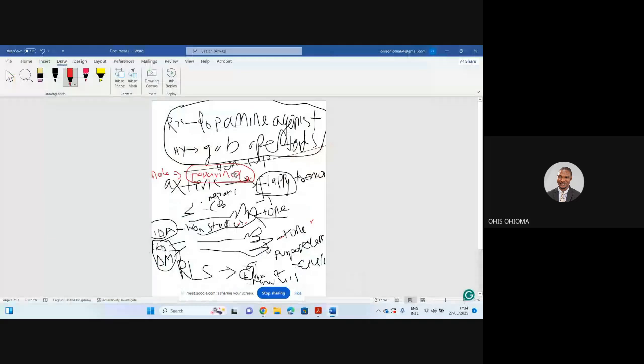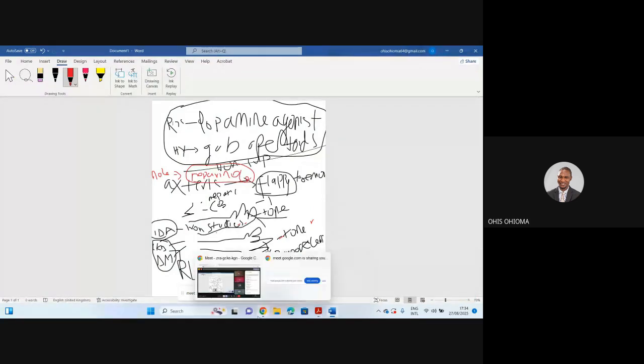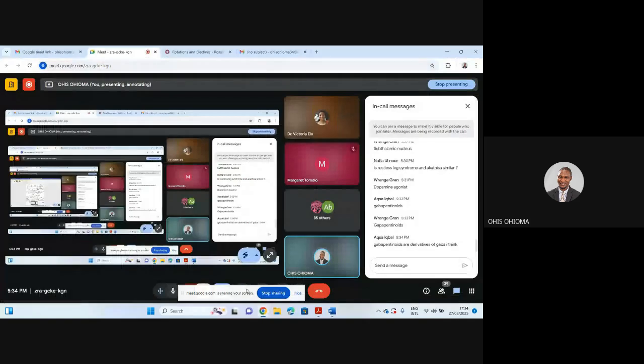So ropinirole and all the -nole family are the drugs that we can use for management of restless leg syndrome. Let me address some questions here. Somebody said gabapentinoids are derivatives of GABA. I don't really know. I would have to research that. I wouldn't tell you guys what I don't know.